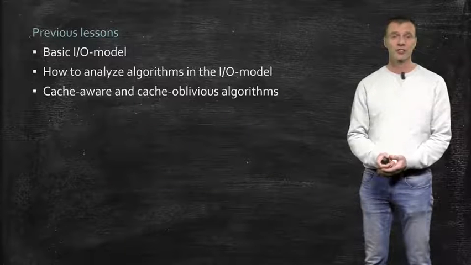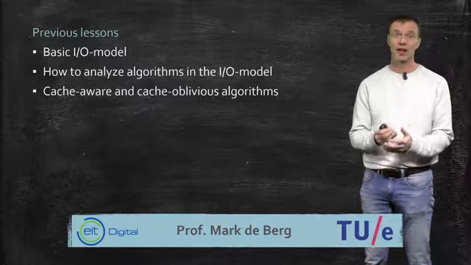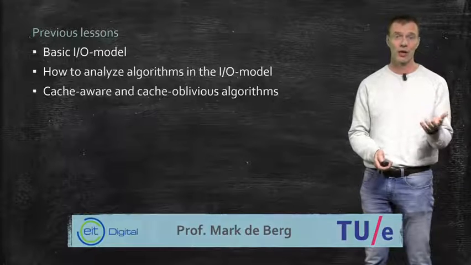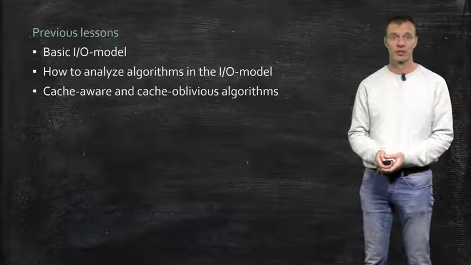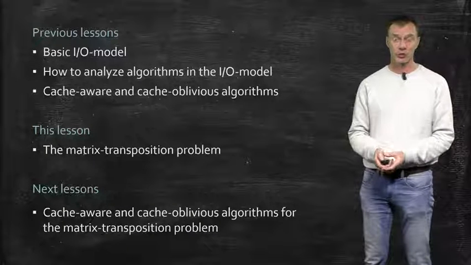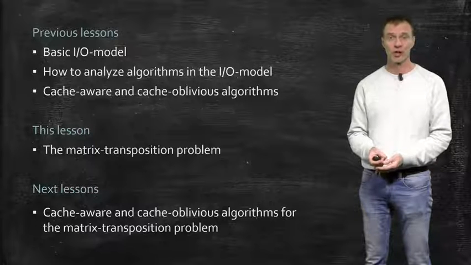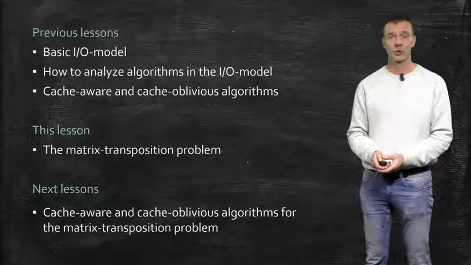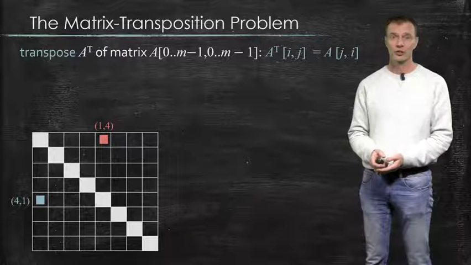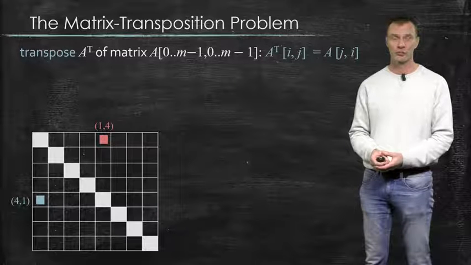In the previous lessons, I introduced the basic I/O model to you, and we saw how to analyze algorithms in this model, and we looked at the difference between cache-aware and cache-oblivious algorithms. In this lesson, I'm going to introduce the matrix transposition problem to you, and then in the following lessons, we're first going to develop a cache-aware algorithm for this problem, and then a cache-oblivious algorithm.